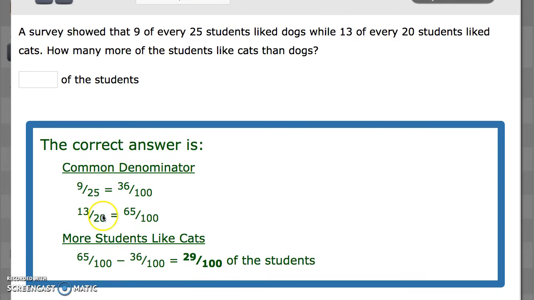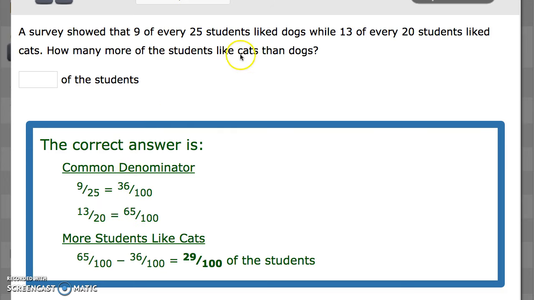And 25 and 20, the lowest common denominator they have is 100. So I'm going to multiply 25 by 4 to get 100, and then 9 times 4, the same number, is 36. So my new fraction is 36/100. Then 20, I need to multiply by 5 to get 100. 20 times 5 is 100. 13 times 5 is 65. So here are my new fractions.